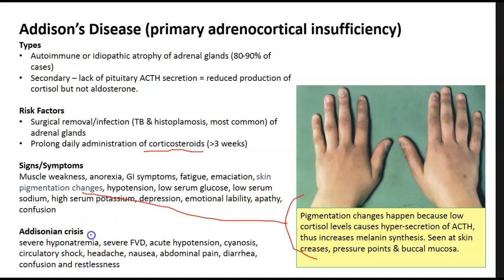Crisis, you'll see severe hyponatremia, severe fluid volume deficit, acute hypertension, cyanosis, circulatory shock, headache, nausea, abdominal pain, diarrhea, confusion, and restlessness. And somebody can be in crisis and not have all these symptoms, or they can feel that they're going into crisis.